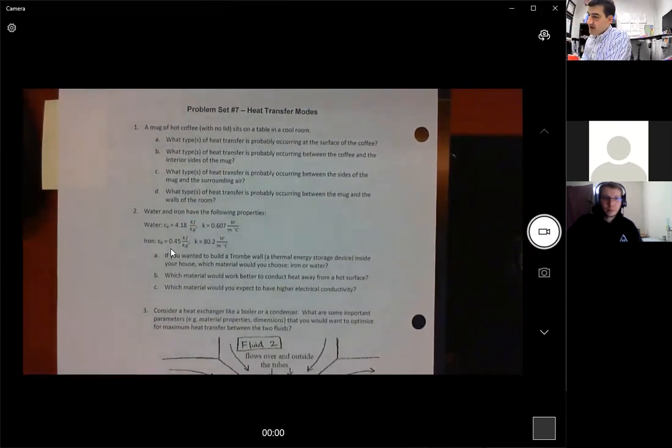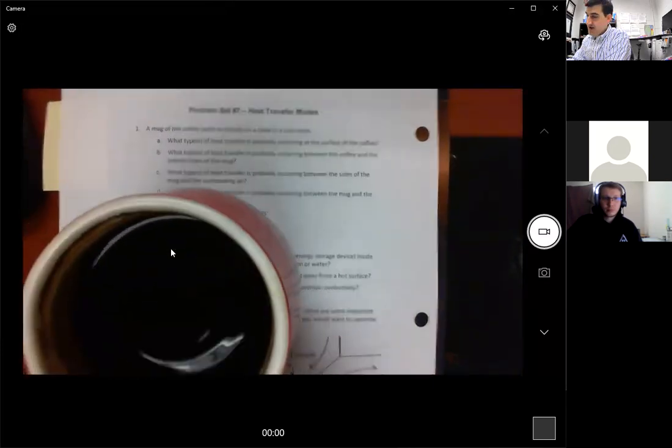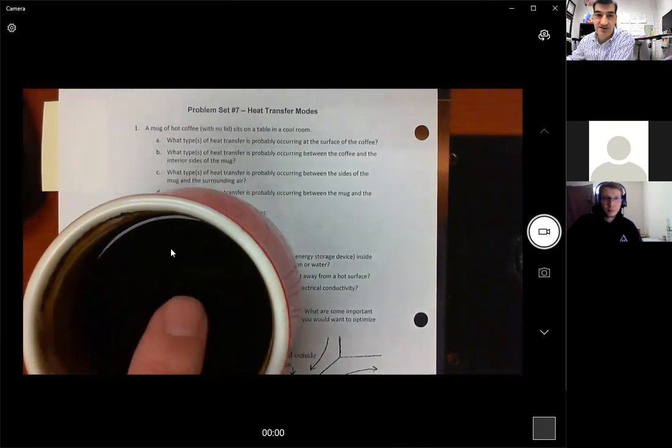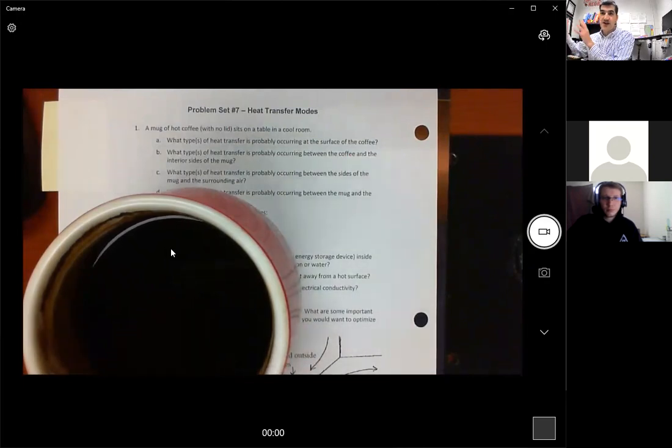So the first one, I was probably literally thinking of my mug of hot coffee that I have every morning. So I got this mug of hot coffee, and the first one is, what type of heat transfer is probably occurring at the surface of the coffee? So it's a hot liquid, and the air in my office is relatively cool. So what kind of heat transfer is happening?